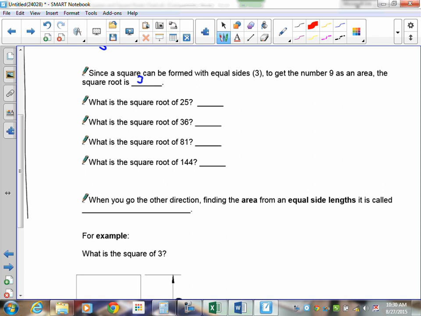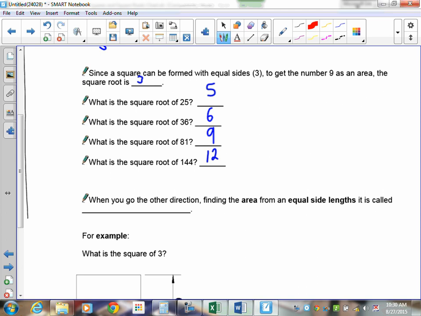All right, let's take a look at what you have here. The square root of 25 is 5 because 5 times 5 is 25. The square root of 36 is 6 because 6 times 6 is 36. The square root of 81 is 9 because 9 times 9 is 81. The square root of 144 is 12 because 12 times 12 is 144.